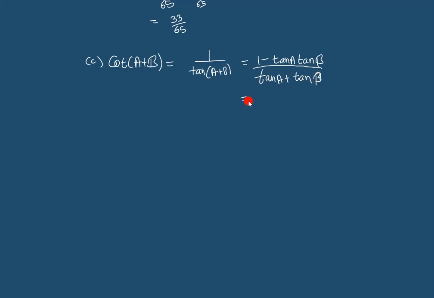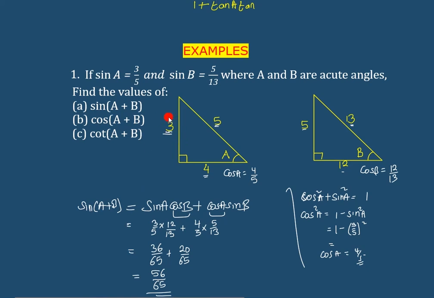But C is cot of A plus B. We need to know that the cot of A plus B is the same as the reciprocal of the tangent of A plus B. And from the compound angle formula of tangent, this becomes the reciprocal: 1 minus tan A tan B divided by tan of A plus tan of B. And 1 minus the tangent of A, from here, opposite over adjacent.